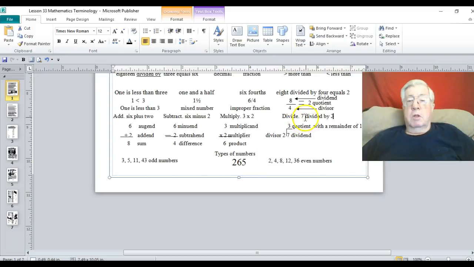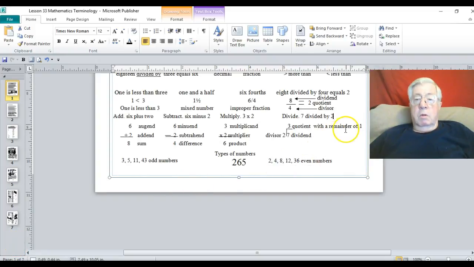Divide 7 divided by 2. 2 is called the divisor. 7 is called the dividend. The answer 3 is called the quotient, with a remainder of 1. I moved the picture over so you can see the 1. Remainder of 1.